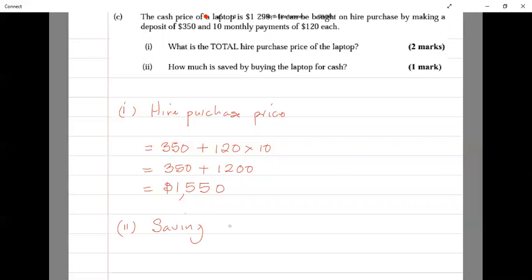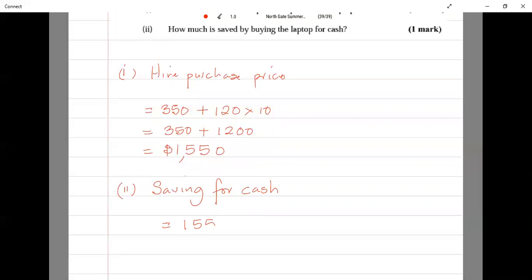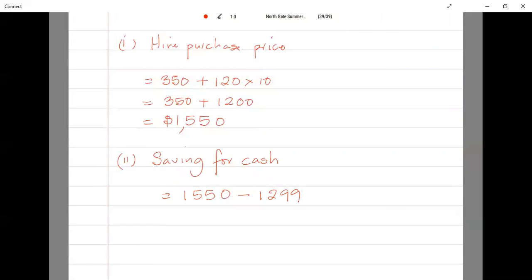So the savings for cash, in other words, the savings if you buy cash would be equal to 1,550 minus 1,299. The answer is $251. So if you buy the item cash, as opposed to buying it on hire purchase, you would save yourself $251. All right, I do believe that this is the end of the question.